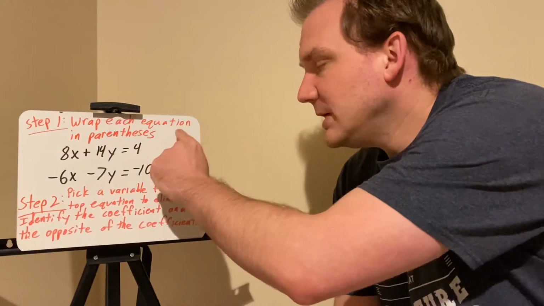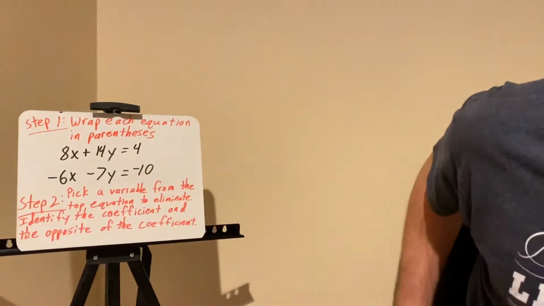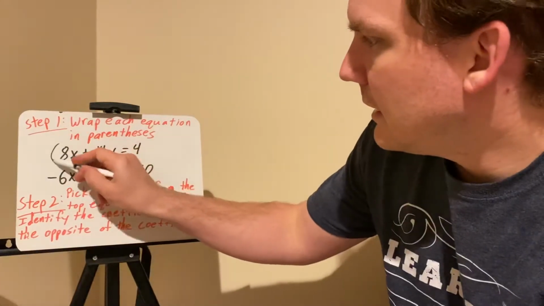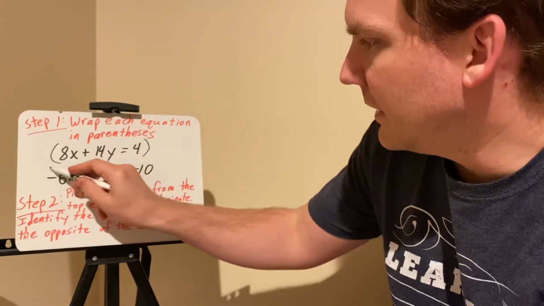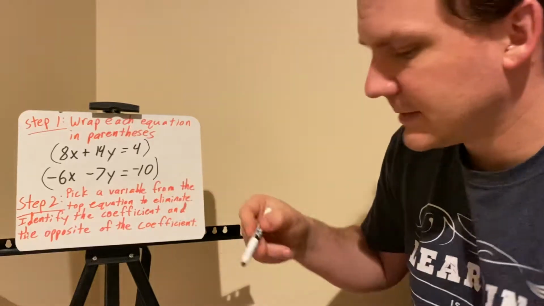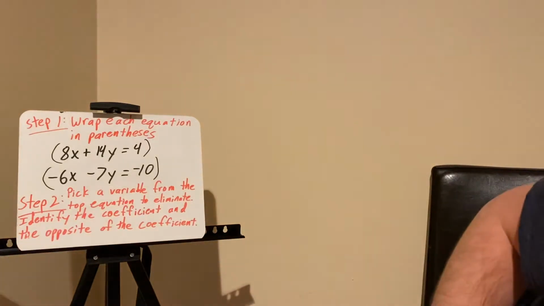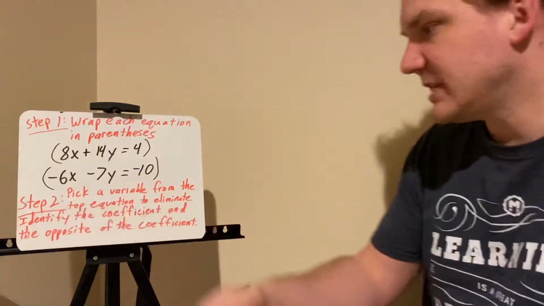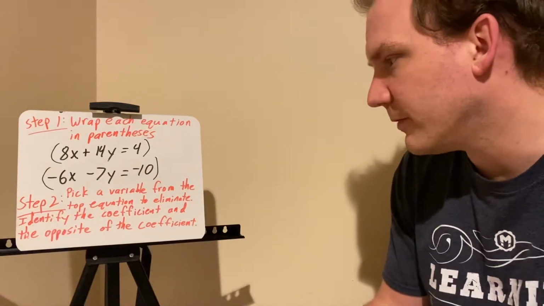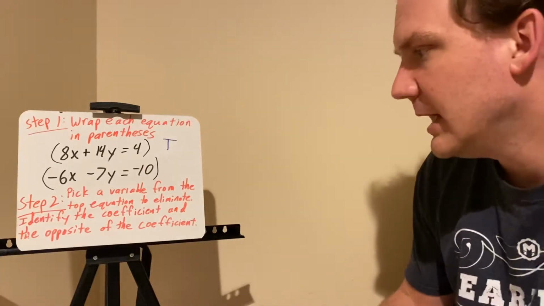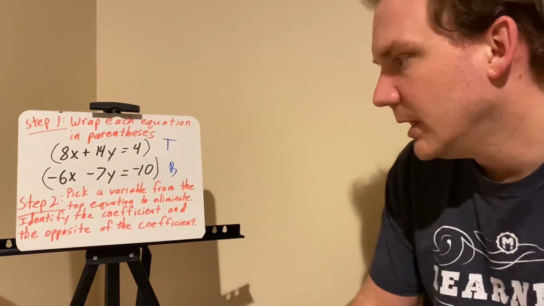Step 1: wrap each equation in parentheses. So if I take these two equations right here and wrap them in parentheses, for the purpose of this, we're going to call one the top equation and one the bottom equation. And for step 2, you're going to pick a variable from the top equation, so that'll be this one. This will be my top equation, and this will be my bottom equation.